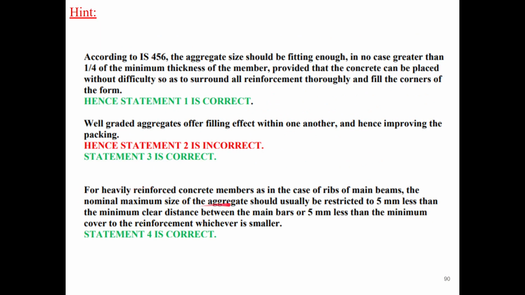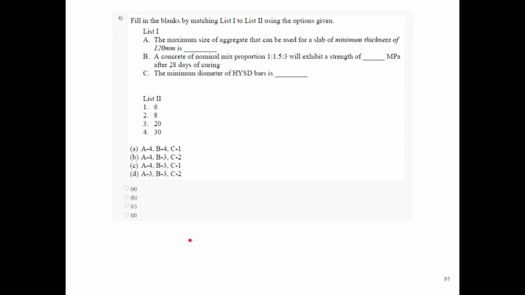And for heavily reinforced concrete members, as in the case of ribs of main beams, the nominal maximum size of the aggregate should usually be restricted to 5 mm less than the minimum clear distance between the main bars or 5 mm less than the minimum cover to the reinforcement, whichever is smaller, as I just discussed. Okay, so statement 4 is also correct. Okay, next question. Fill in the blanks by matching list 1 to list 2, using the options given. So first, list 1 is the maximum size of aggregate that can be used for a slab of minimum thickness of 120 mm.